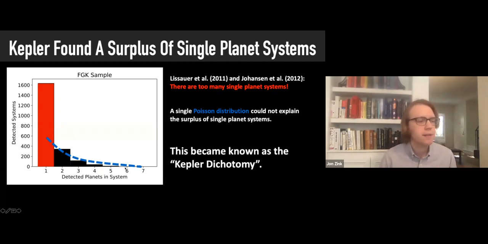And this became known as the Kepler dichotomy. And it lasted for about 10-ish years. People were like, okay, well, there's clearly something unique about the singles versus the multis. We can't seem to merge these two populations together. And there's a few theories that got thrown around.